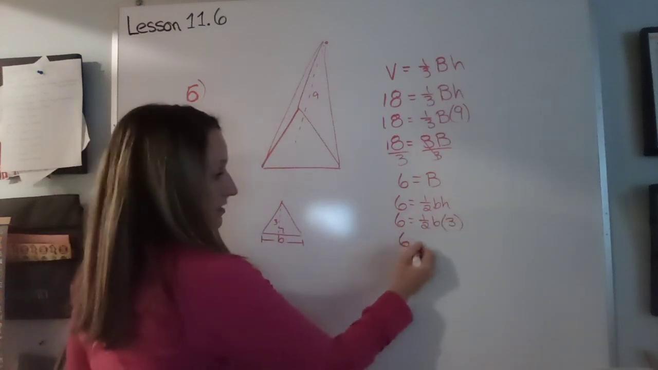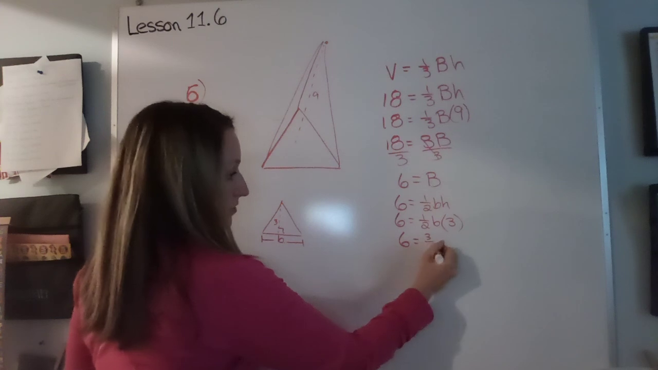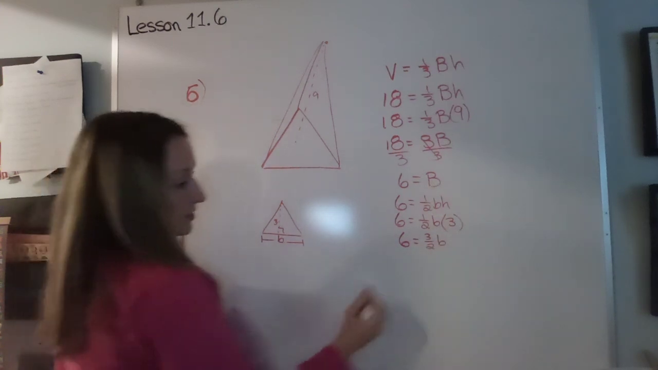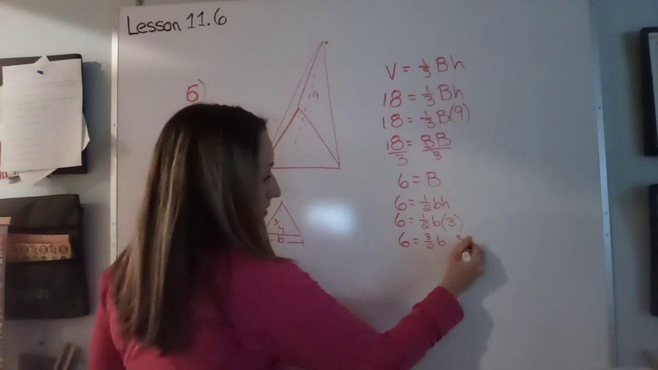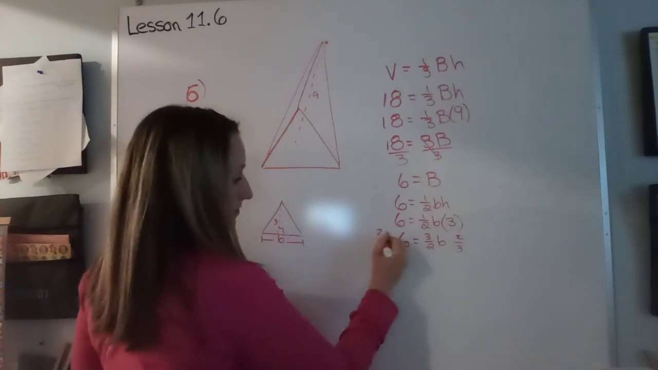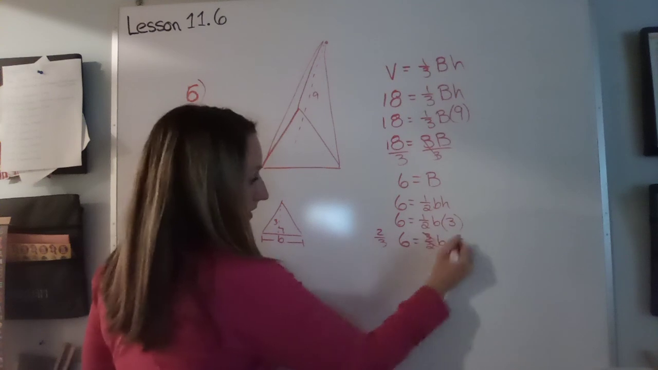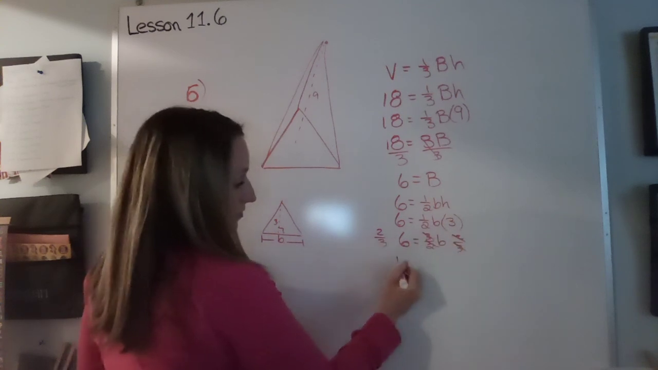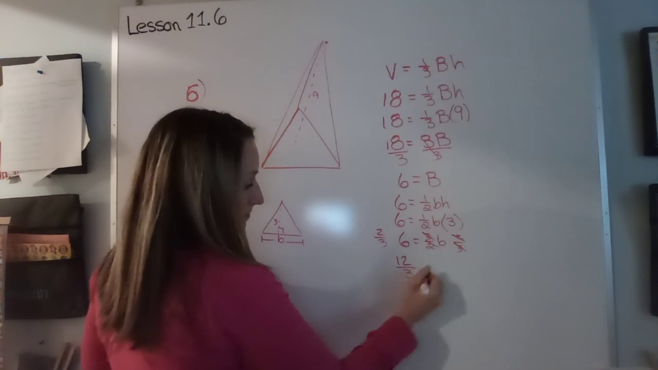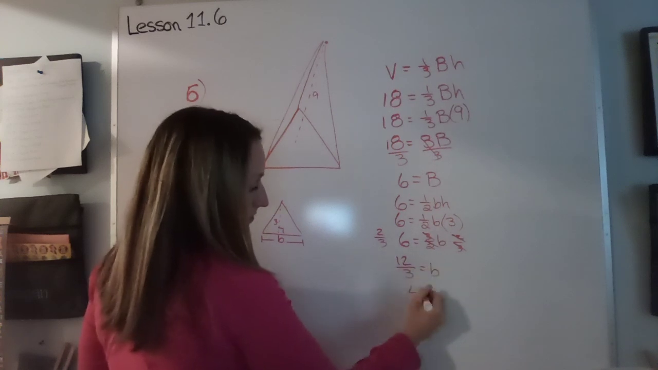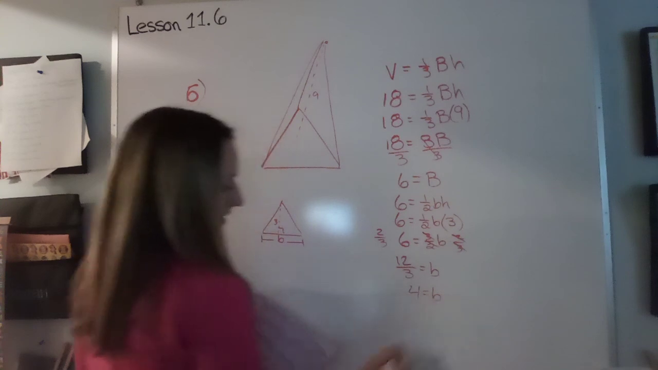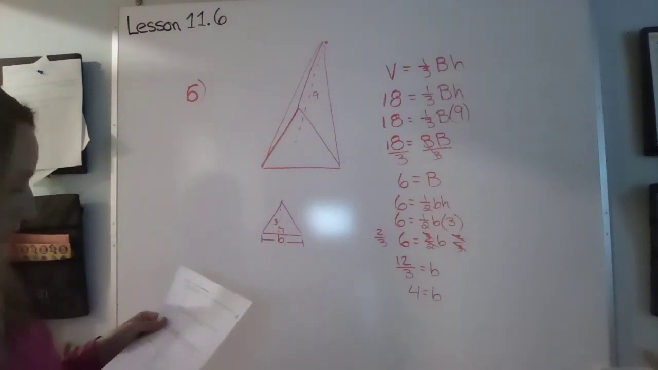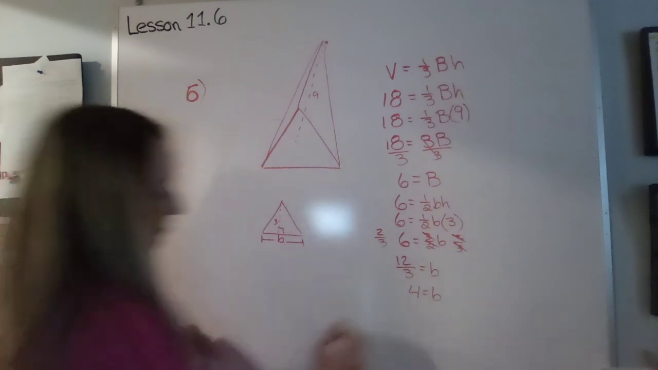So I have 6 equals 3/2 b. I have to multiply both sides by the reciprocal, so I'm going to multiply both sides by 2/3. That cancels over there. All right, so I'm going to have 12/3, which is 4. So the base of the triangle's base is 4. What are my units? Centimeters.